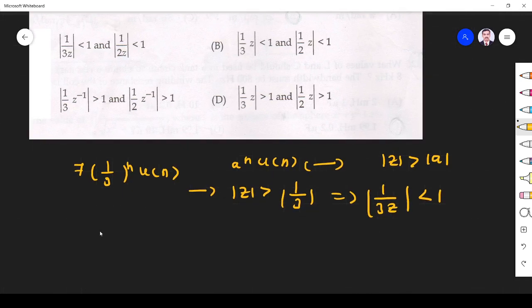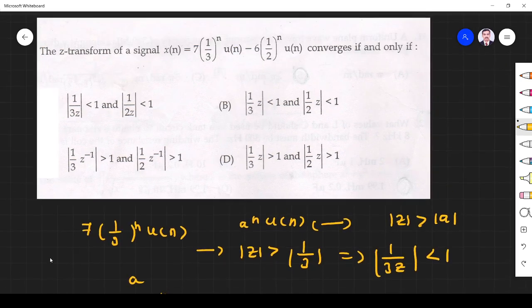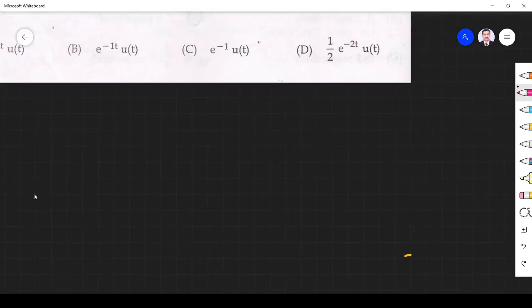Similarly, 6 into (1/2)^n u of n converges. Here a is 1 by 2, so mod Z must be greater than 1 by 2. This implies 1 by 2 Z must be less than 1. So what is the answer? Mod 1 by 3 Z must be less than 1 and 1 by 2 Z must be less than 1. So option A is the correct answer.